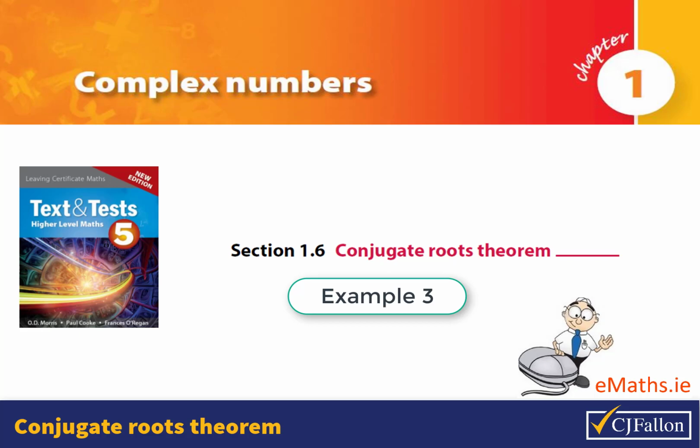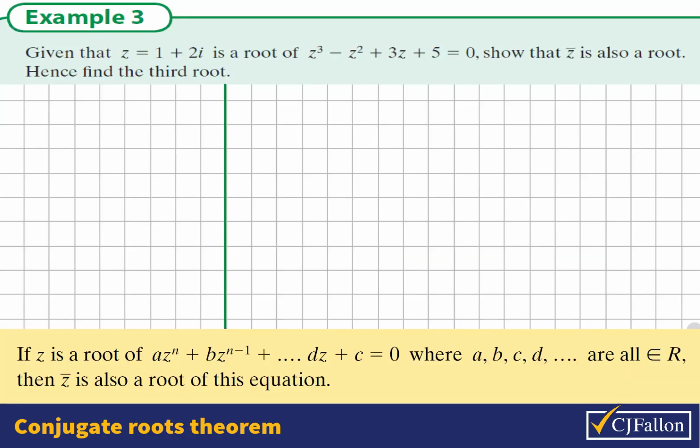Conjugate roots theorem, example 3. We're given that z, 1 plus 2i, is a root of a cubic equation. We're asked to show that z bar, the conjugate of z, is also a root, and hence we're asked to find a third root. So we're solving a cubic equation.